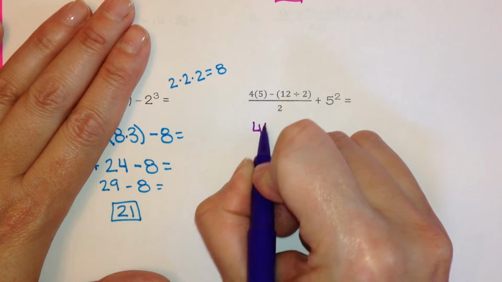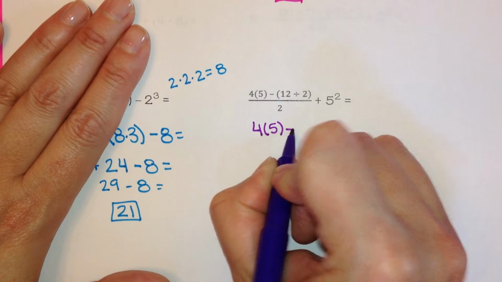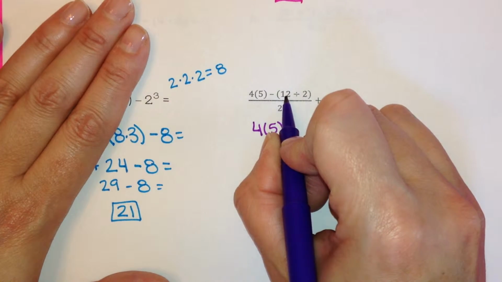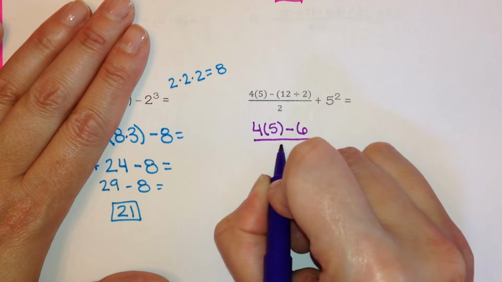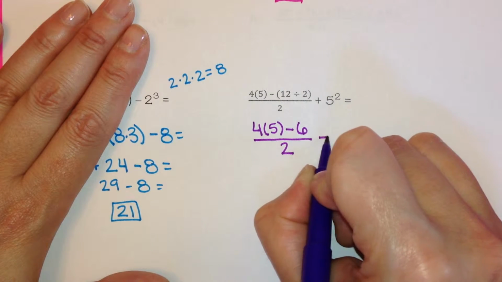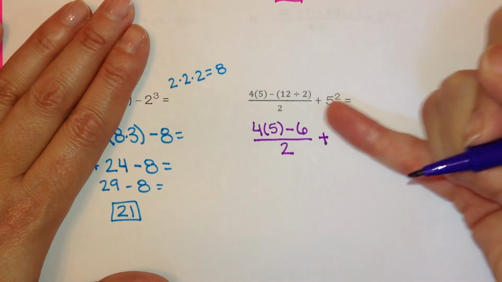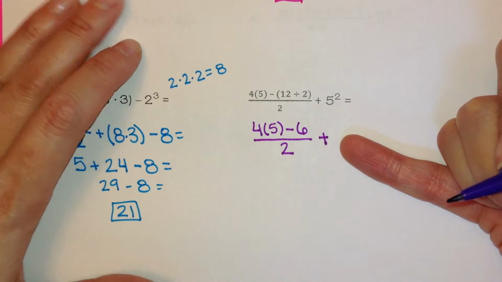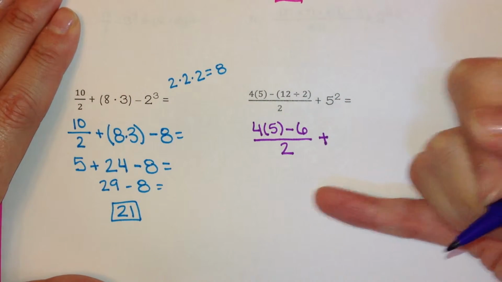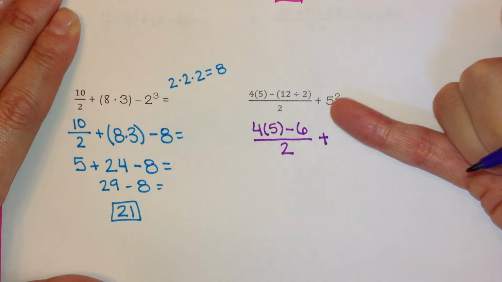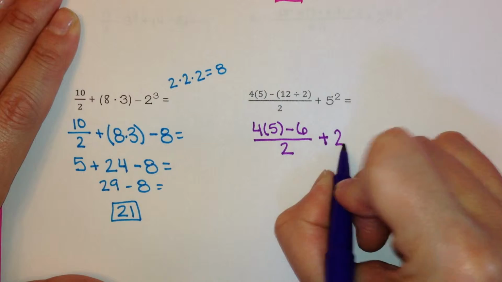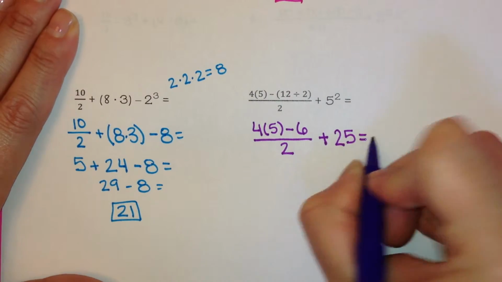We have 4 times 5 minus, inside that parenthesis, I have 12 divided by 2 is 6 over 2 plus, I'm just going to simplify this step right here because it's not going to affect anything else, and instead of writing it out all over again, I'm just going to save a little bit of room. 5 to the second power is 25. Remember, 5 times 5.